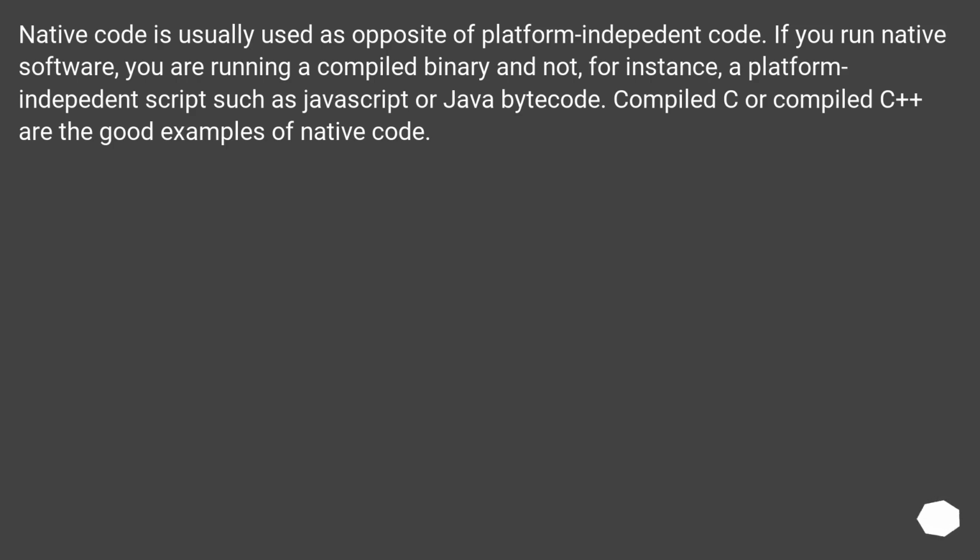Native code is usually used as the opposite of platform-independent code. If you run native software, you are running a compiled binary and not, for instance, a platform-independent script such as JavaScript or Java bytecode. Compiled C or compiled C++ are good examples of native code.